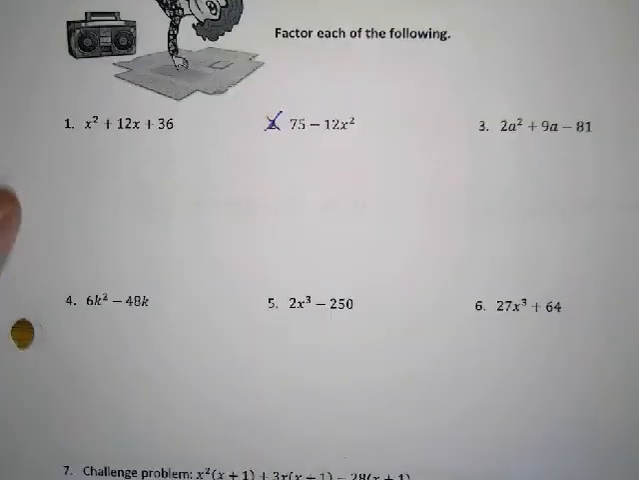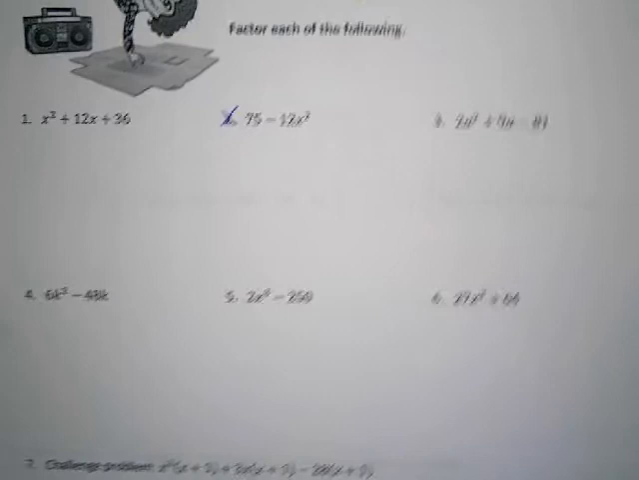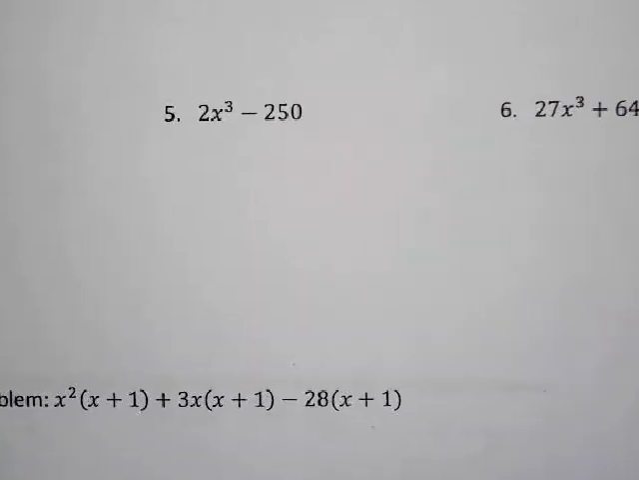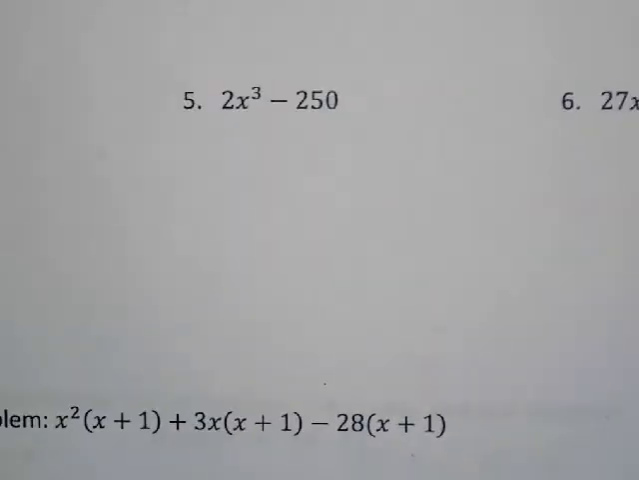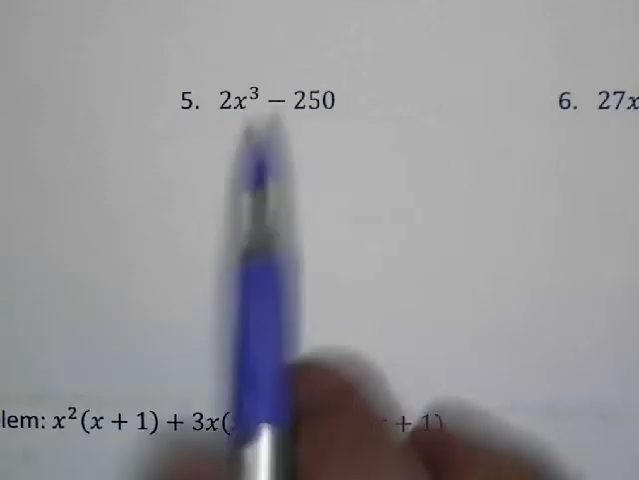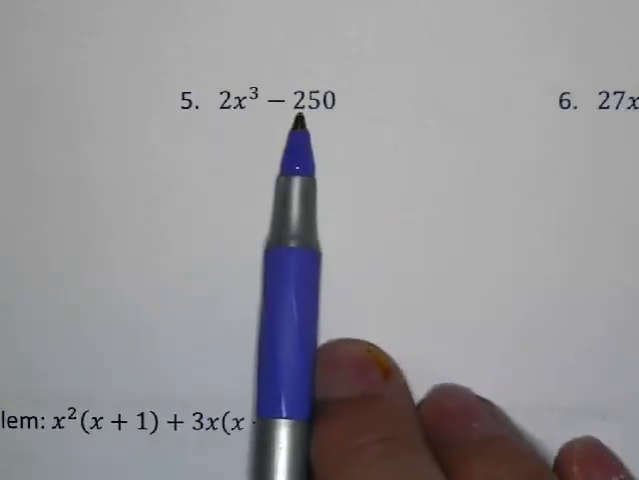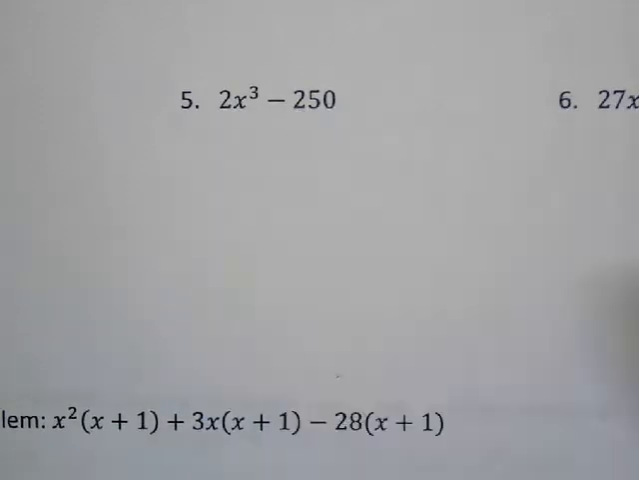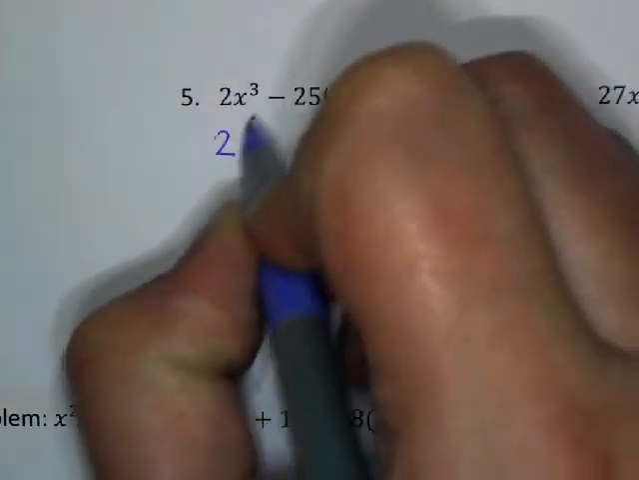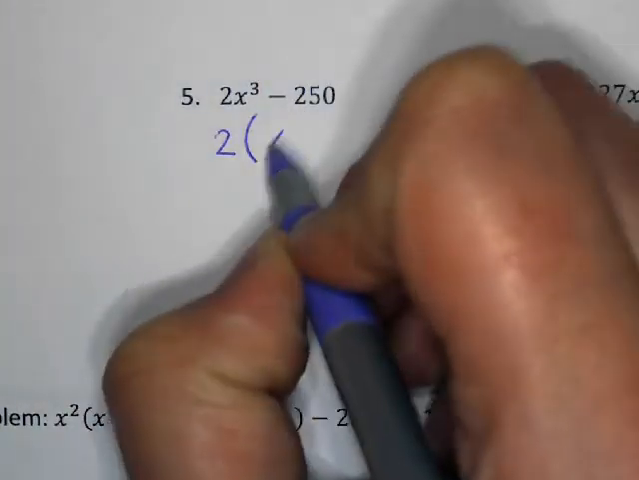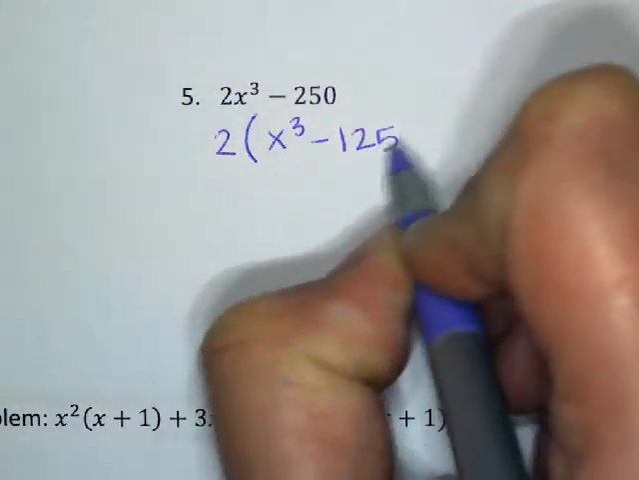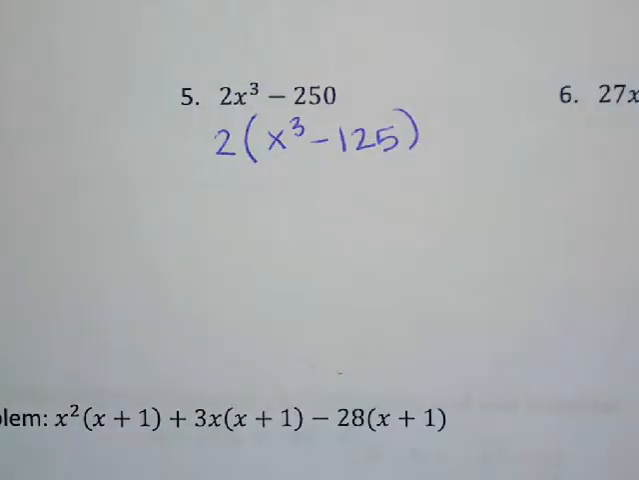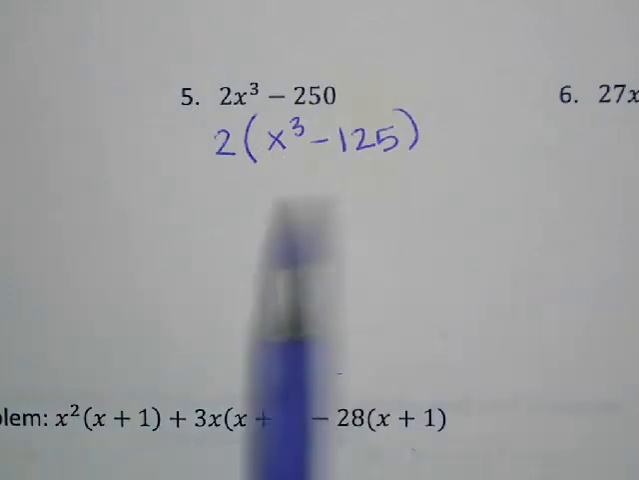Okay, so if we look at number 5, it has a GCF to start with. Can you guys see what the GCF is? 2. Yeah, so 2 and 250, they're both even numbers. We can take 2 out. So I'll take the 2 out, and that leaves me with x to the third minus 125. And so this is actually a difference of cubes.